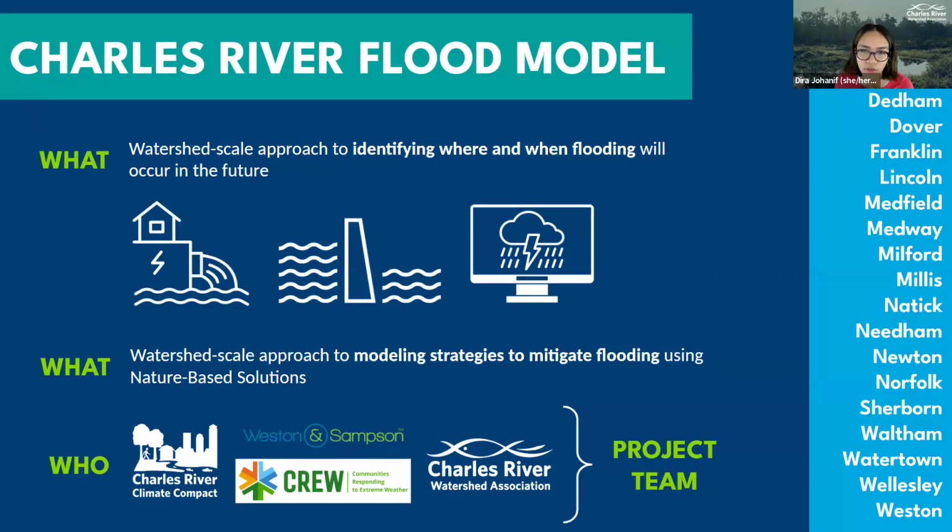One of the first needs the group identified was for a regional flood model, something that could show us where and when flooding is likely to happen in the future. This led to the creation of the Charles River Flood Model, or CRFM. It's an interactive computer-based tool that simulates flooding across the entire watershed using those same design storms we talked about earlier. We also use the model to test potential solutions, especially nature-based strategies like restoring wetlands and adding green infrastructure, which you'll hear about tonight. You can also see the full project team and the list of involved towns on the right-hand side.